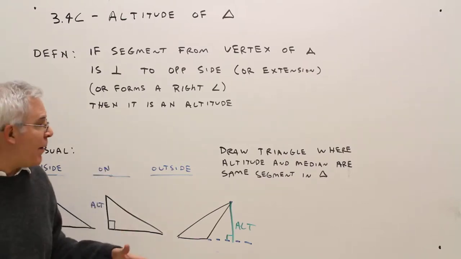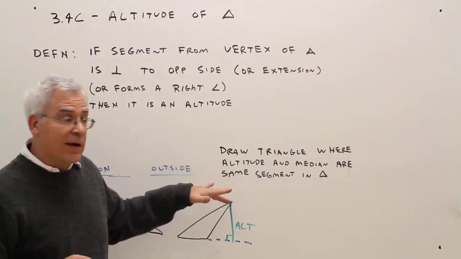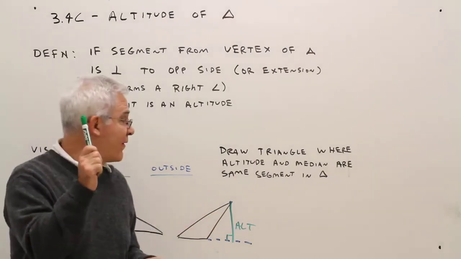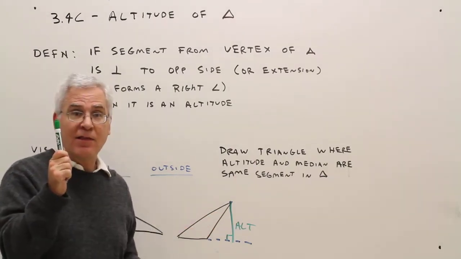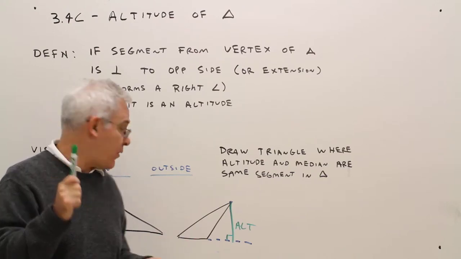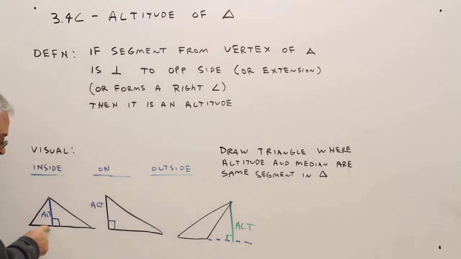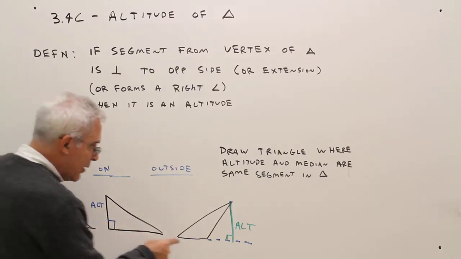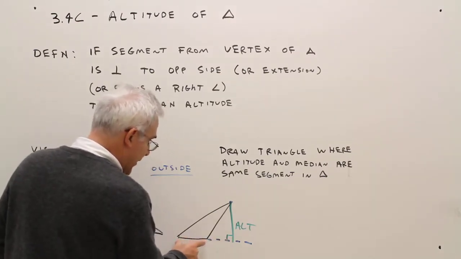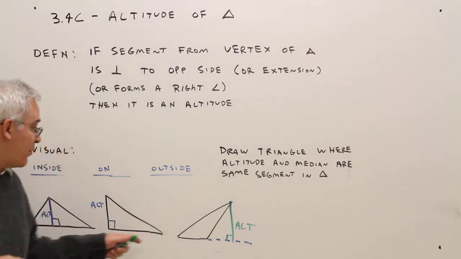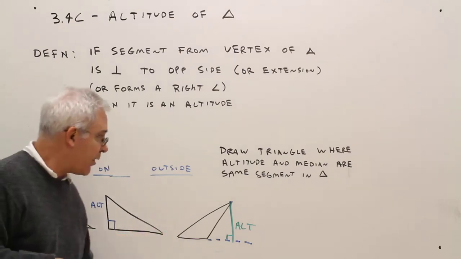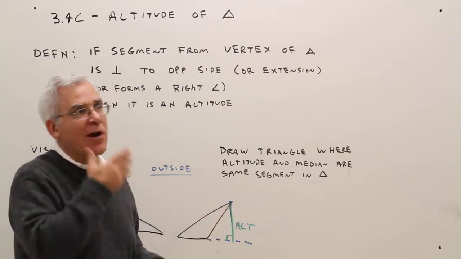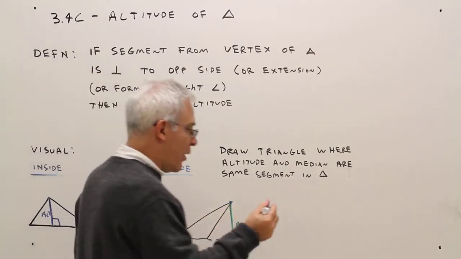Okay, and then the last part here, draw a triangle where the altitude and the median are one and the same segment inside of a triangle. Okay, so clearly this is not a median. This no way is a median. This is not bisecting the side, it's got the extension, so neither of these are going to work. Let's take a look. Well, when in doubt, just try some symmetrical things. Oh, I get an idea.